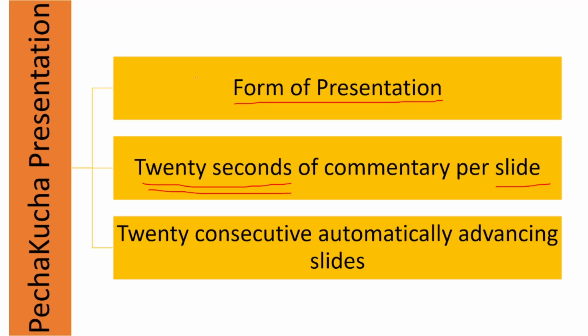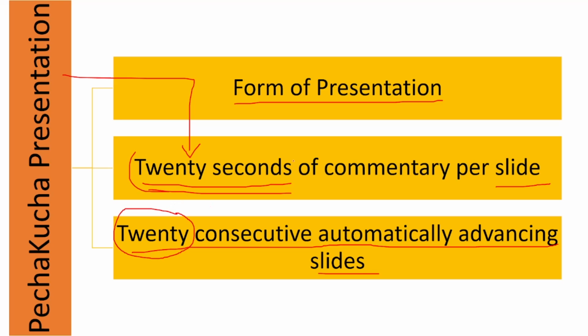This is very important. So, what makes this PechaKucha presentation a special one? Because for each and every slide, your allowed time is only 20 seconds. Within that 20 seconds, you need to move on to the next slide. 20 consecutive automatically advancing slides are used. So how many slides are you using? You are allowed to use only 20 slides, and for each slide they will give you 20 seconds of time. And consecutive means one after the other the slides will be moving.